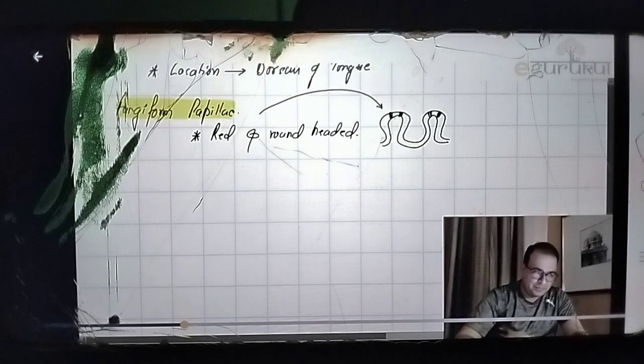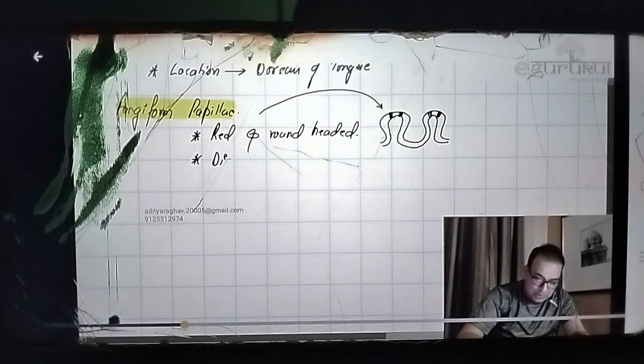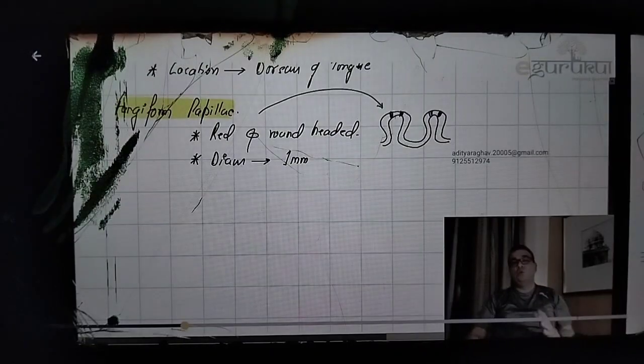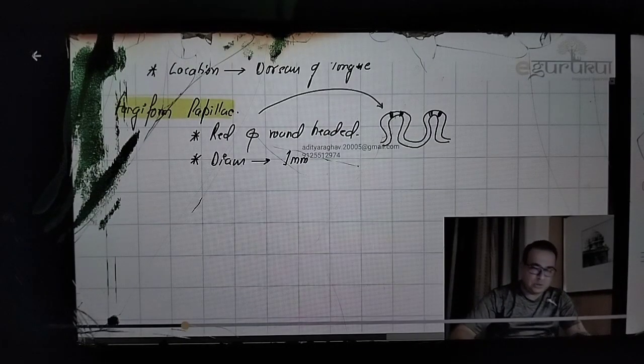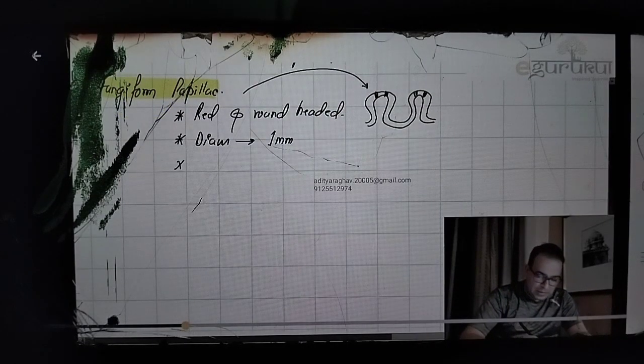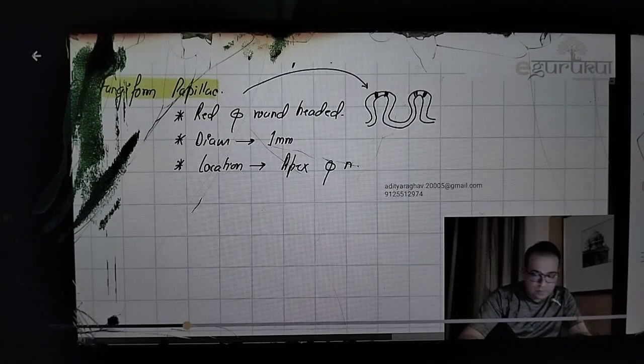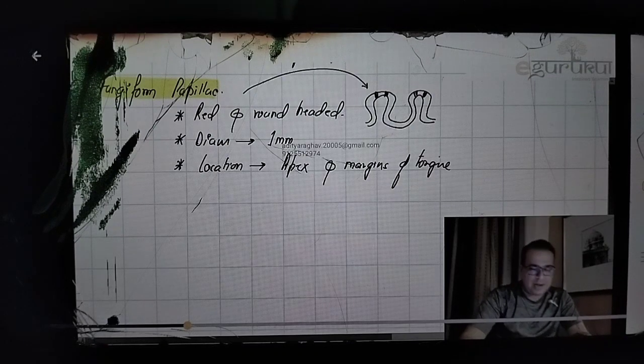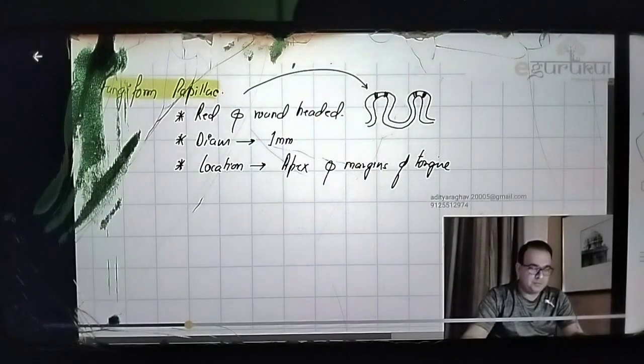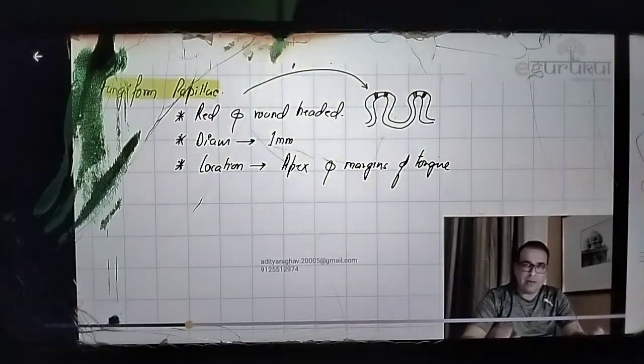So they are red, round-headed. As we said, they are the second largest, so their diameter can approach up to 1 millimeter. Circumvallate papillae were like 1 to 2 millimeters, so they can be like twice the size of the fungiform papillae. But this is also relatively large. And the location, as we said, is at the apex, or you can say tip, and margins. So it is located at the tip and the margin of the tongue. So till now, vallate, filiform, and fungiform.